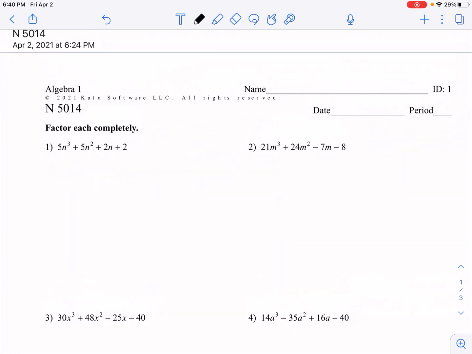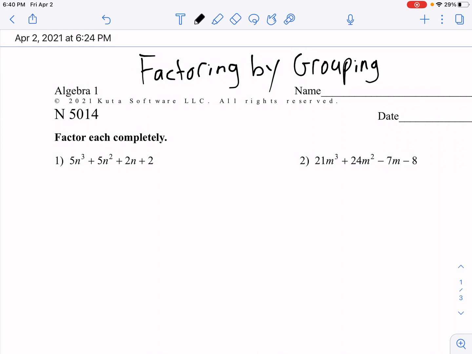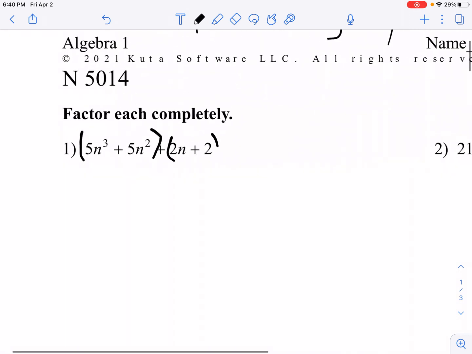Okay, so what we're going to look at here is factoring by grouping. When I say grouping, we're talking about the grouping symbols, such as parentheses. The idea with grouping is that we're going to group the first two terms together and group the second two terms together. And then, similar to what we did in the first video, we're going to factor out the greatest common factor of the first two and the second two.